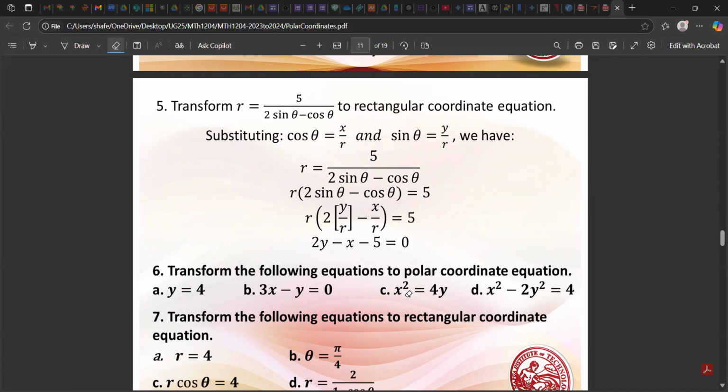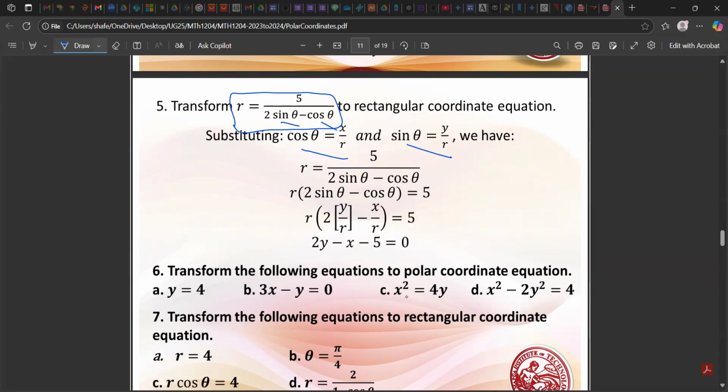Right, okay, so look at this one. This is the last one here. We want to transform r equals 5 over 2 sine theta minus cos theta, right? So this thing here. Good. So we know cos theta is that, sine theta is that, so we just put them there, right? Let's see what they did. No, well, they didn't do that first.